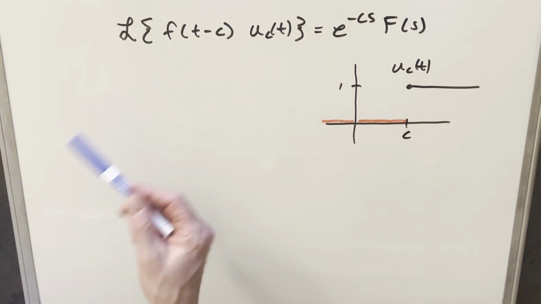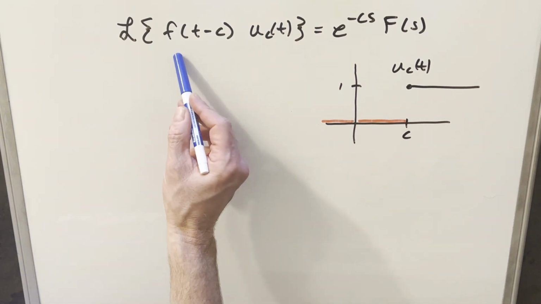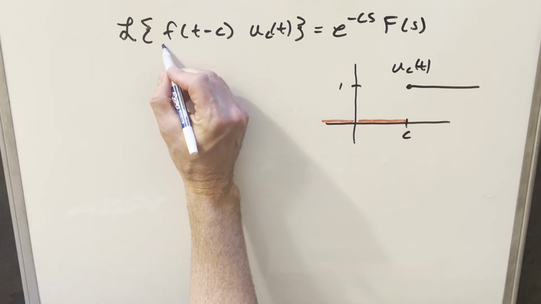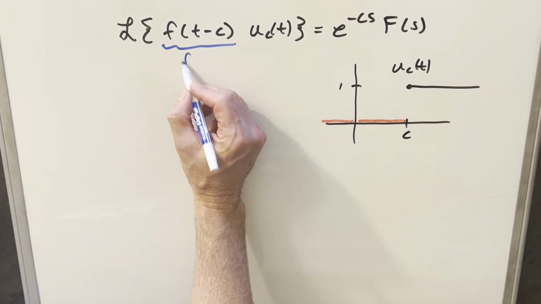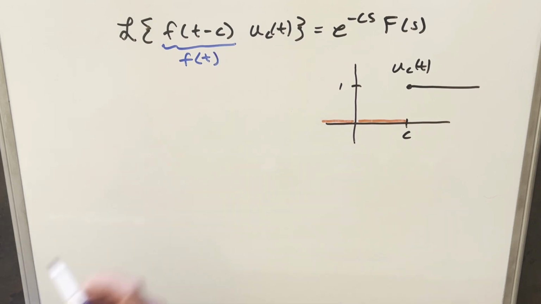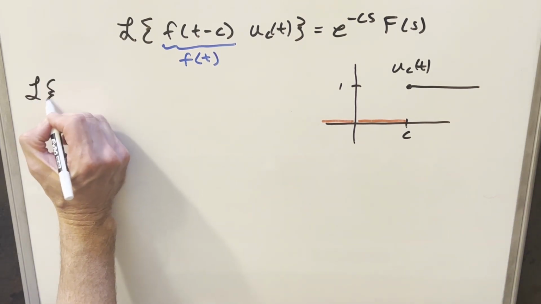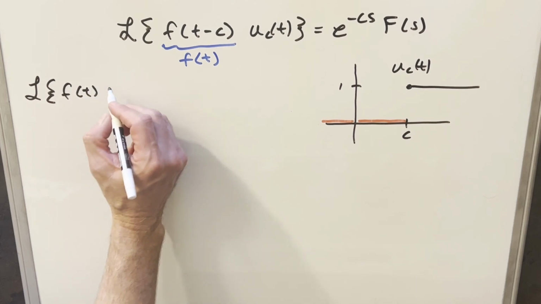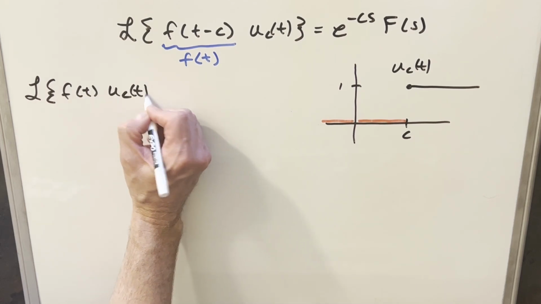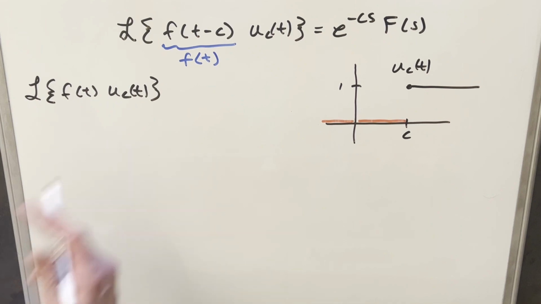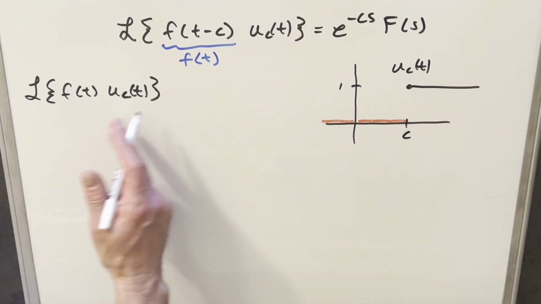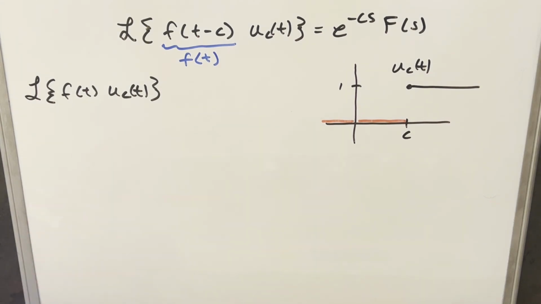So with this formula in hand, we're going to do something just a little bit different. We have the formula for the shifted function. What we want to do now is find what happens if we had to do this for the unshifted function. So we want to find the Laplace transform of just f of t times the unit step function at c. It may seem like this is simpler, but it actually makes it a little more complicated because it works so nice with the shifted function.